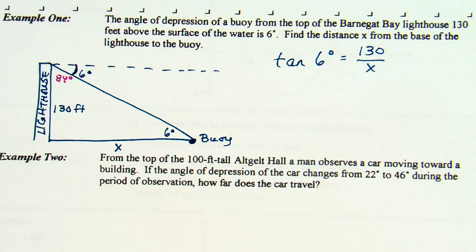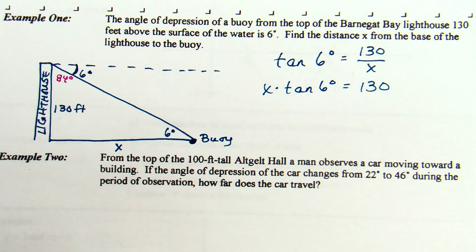Okay, how do I solve for x here? If it's 130 divided by x, we need to multiply by x. So officially I could say x times tangent of 6 degrees equals 130. And then, if we're trying to solve for x, we divide. So 130 divided by the tangent of 6 degrees.